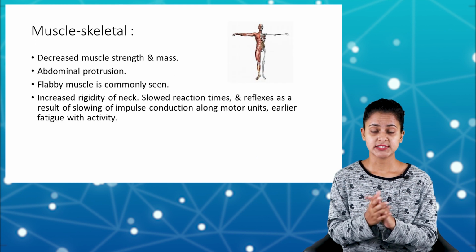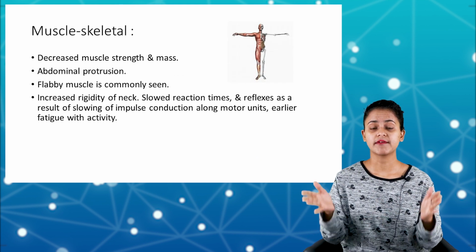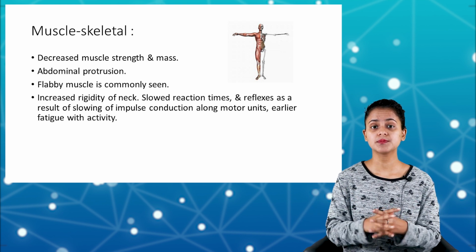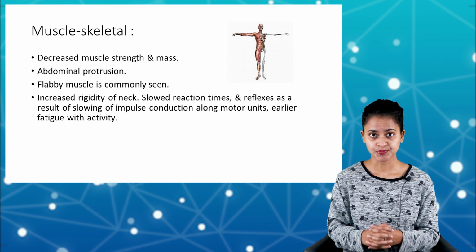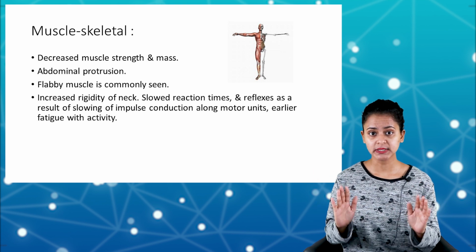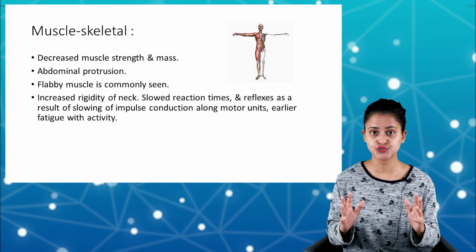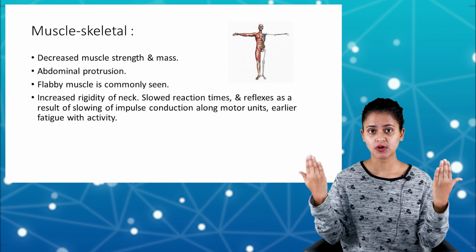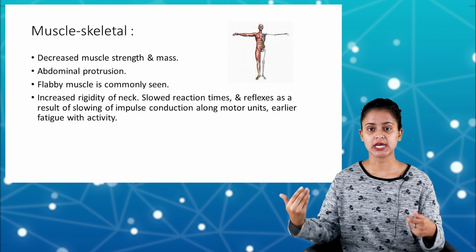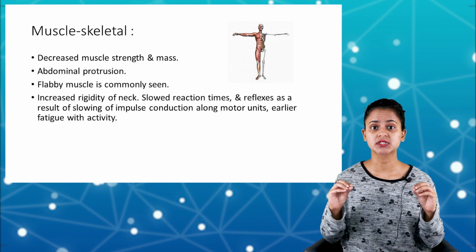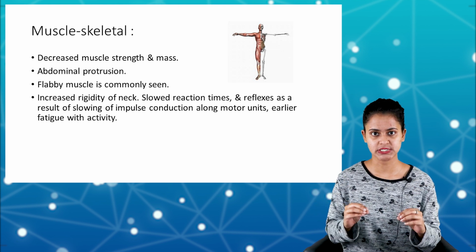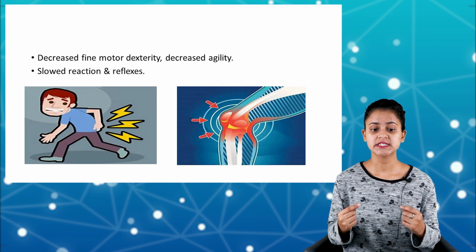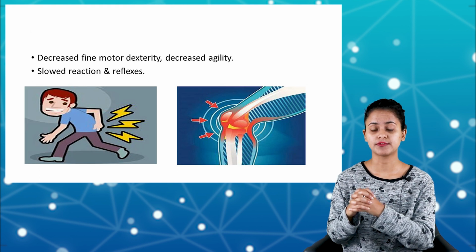The next one is the changes in the musculoskeletal system. So definitely there will be decreased muscle strength and muscle mass. Abdominal protrusion often will be found. Flabby muscles are commonly seen among individuals in old age. There will be increased rigidity of the neck, slow reaction time, and even reflexes will be slowed down due to the inactivity of the musculoskeletal system. There will be decreased fine motor activities, slow reaction time and reflexes.